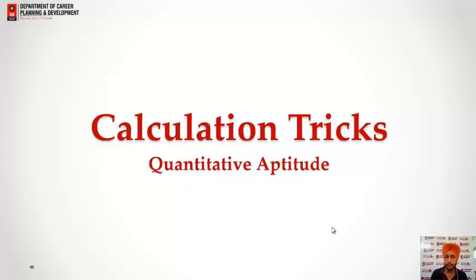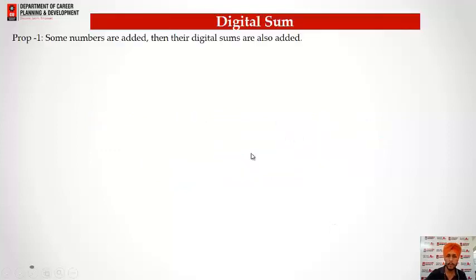So what is digital sum? Digital sum is the sum of the digits of a number until it becomes a single digit number. Before starting the topic, we have some properties of digital sum. Let us start with property 1: when numbers are added, their digital sums are also added.